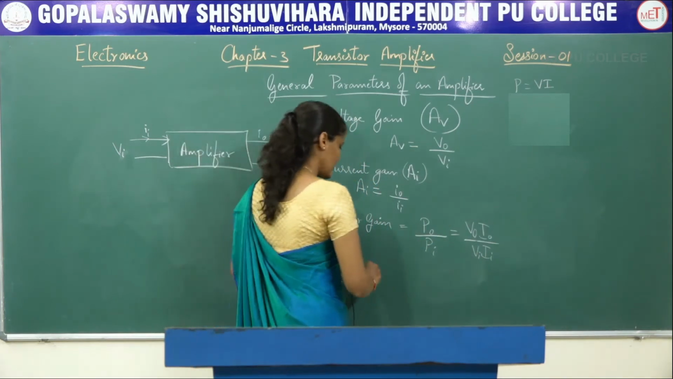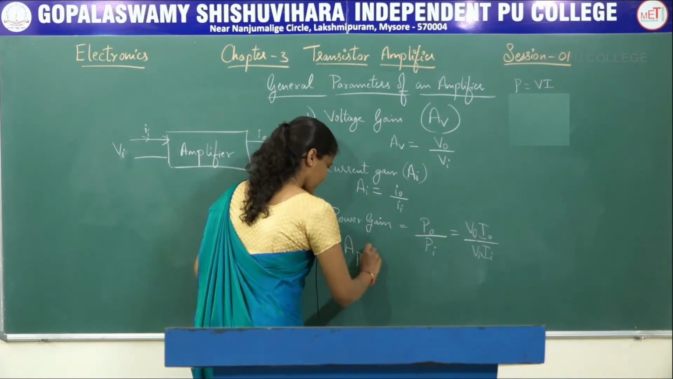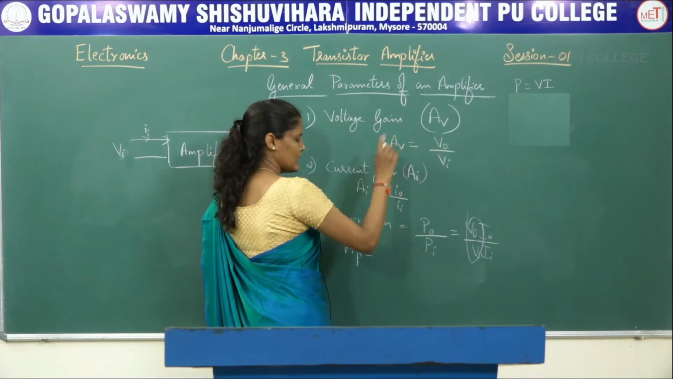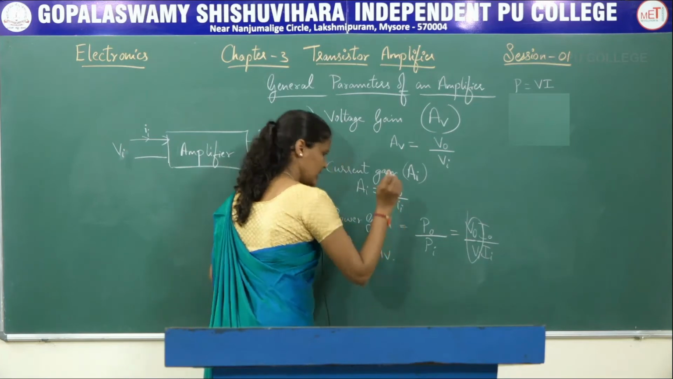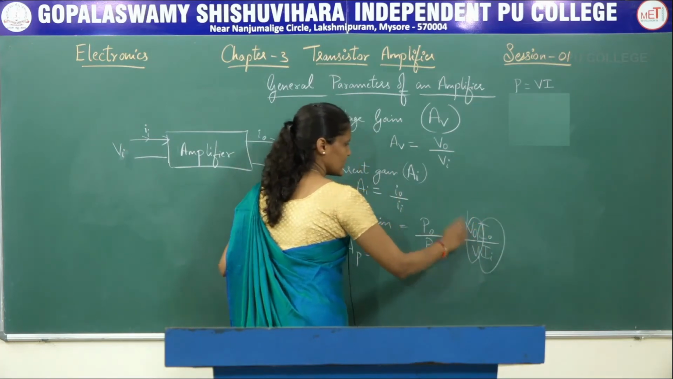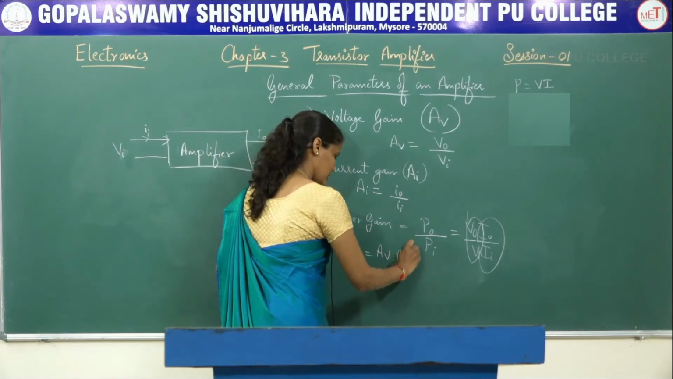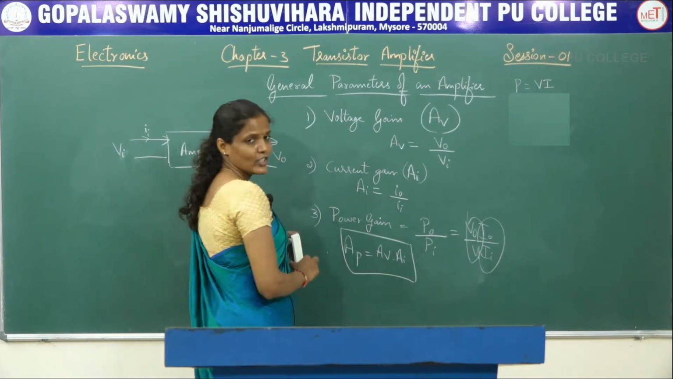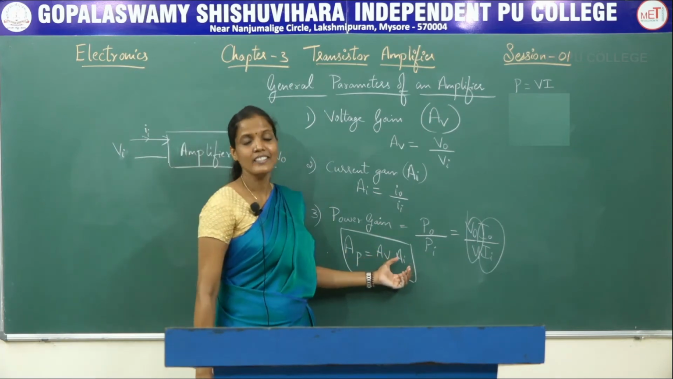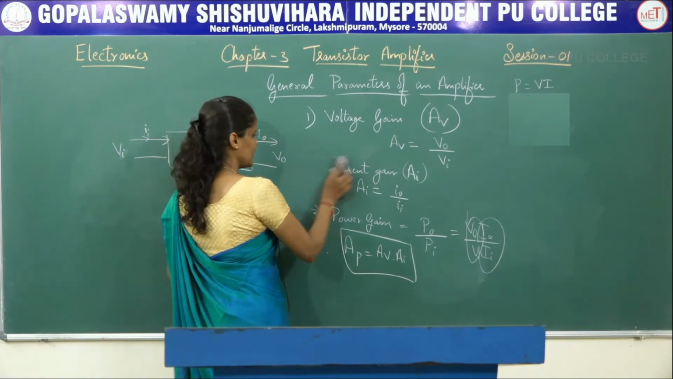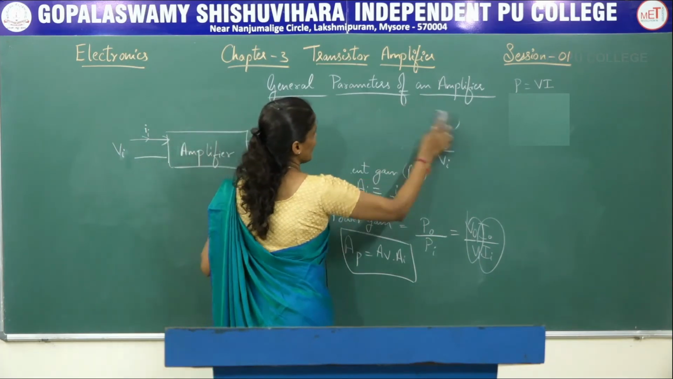This power gain will be denoted by AP, but Vo by Vi is equal to AV, and Io by Ii is equal to AI. So, AP is nothing but the product of the voltage gain and the current gain. So, these are the three definitions or the three parameters that we are going to use in our amplifier.